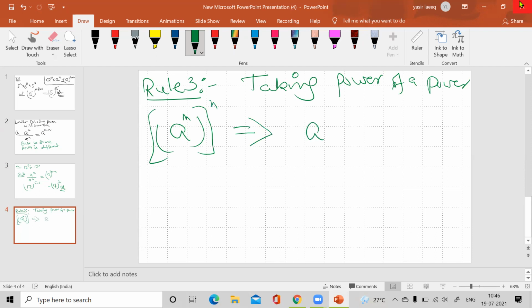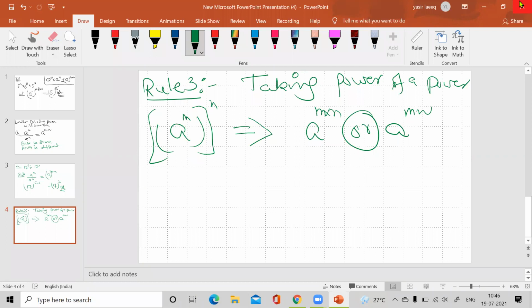It means a to the power m into n. You can write it this way, or a to the power mn. Here mn means a multiplication sign, m into n. Is it clear? Yes, and you start doing this exercise.